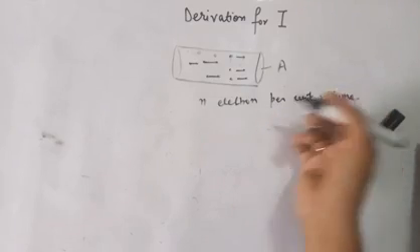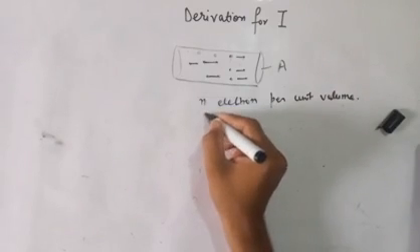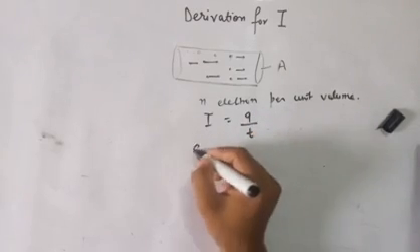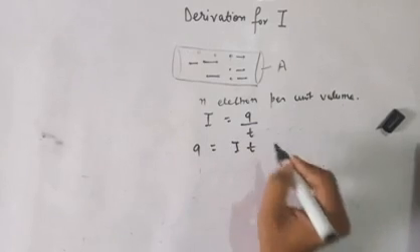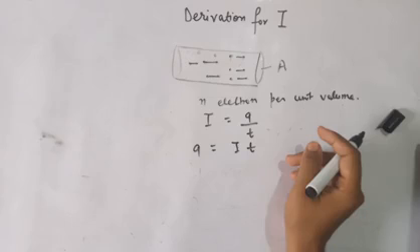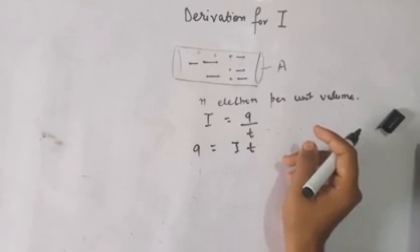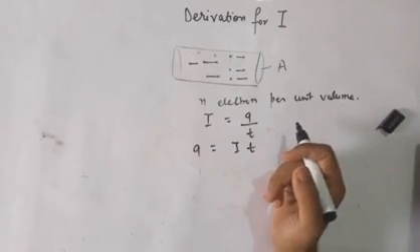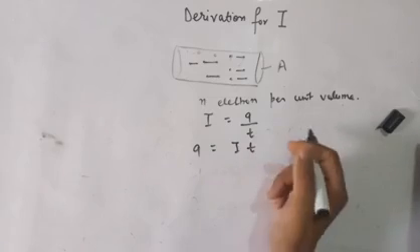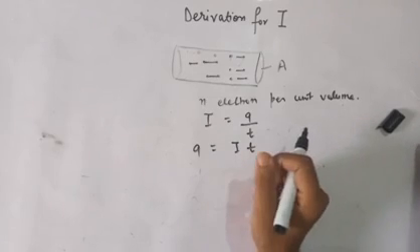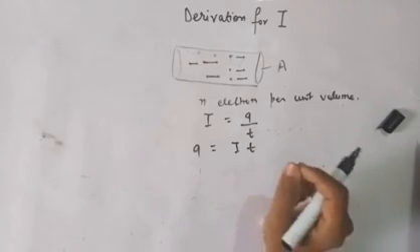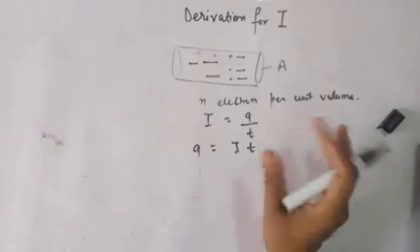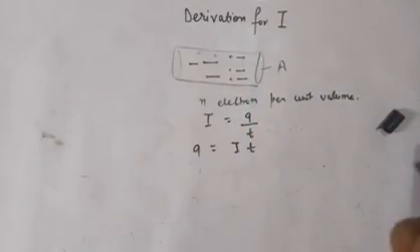So what is current? I is Q by T. So Q is IT. So first of all we have to calculate Q, and Q is NE. N is the number of electrons, and E is electronic charge. So first of all you have to calculate the number of electrons, that is, how many electrons are there in the total volume.